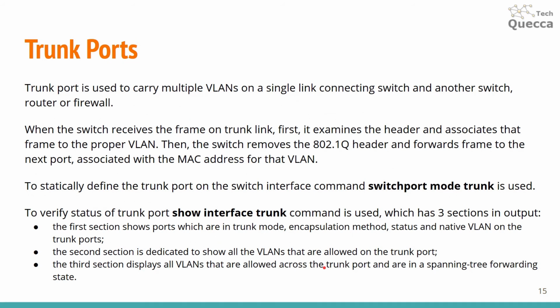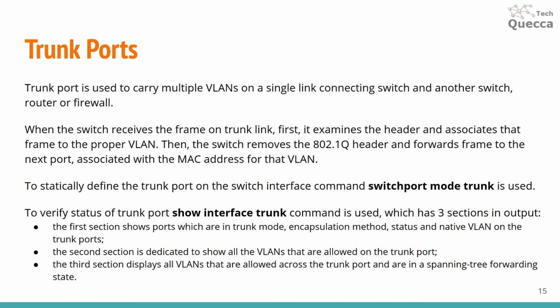Trunk ports. A trunk port is used to carry multiple VLANs on a single link connecting a switch and another switch, router, or firewall. Basically, this is like a pipe which is carrying multiple frames tagged with different VLANs. When the switch receives a frame on the trunk link, first it examines the header and associates that frame to the proper VLAN. Then the switch removes the 802.1q header and forwards the frame to the next port associated with the MAC address for that VLAN.